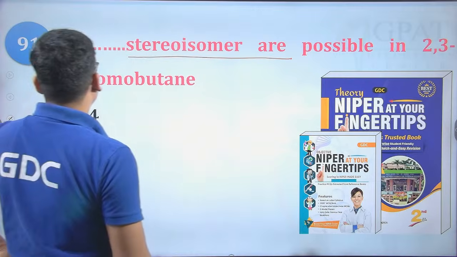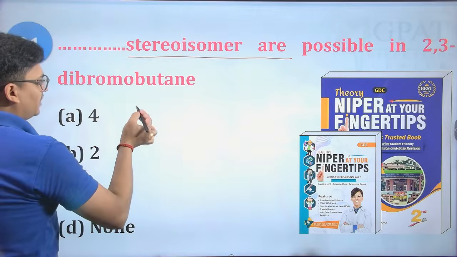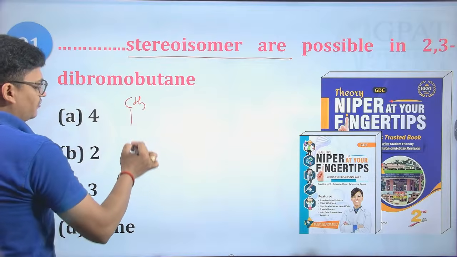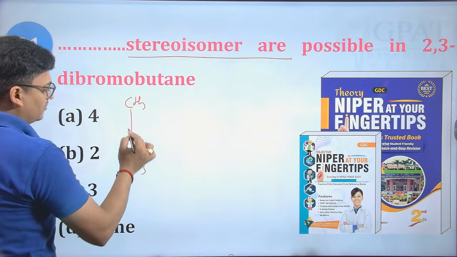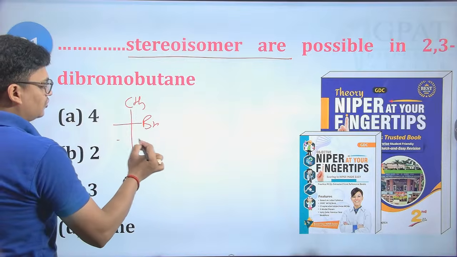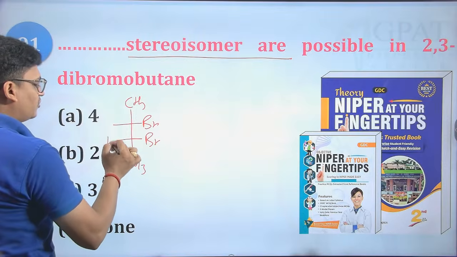Stereoisomers are possible in 2,3-dibromobutane. We are having 2,3-dibromobutane.